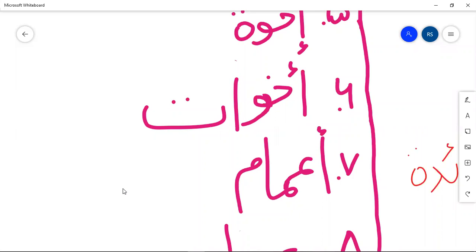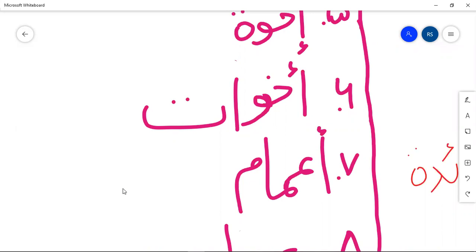Kam ukhtan laki. Isnani akhwat. Isnan is for masculine and sisters are female. Li ukhtan isnatani. You can just say li ukhtani. That is also enough. Same question.